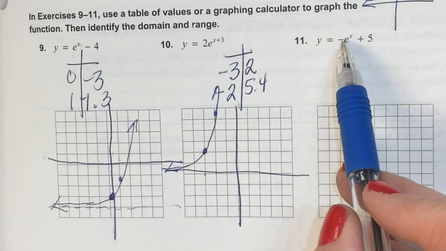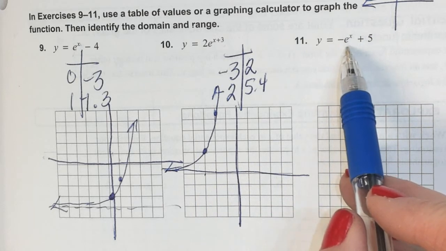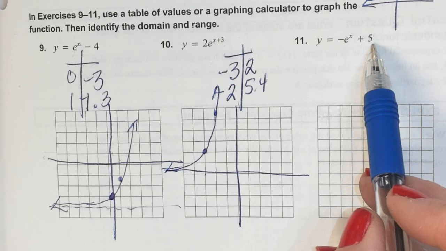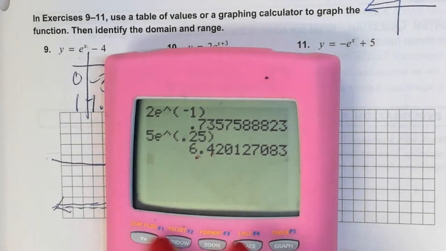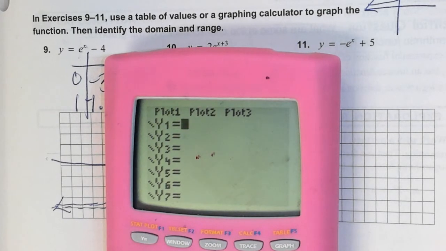What does this negative do to it? Flips it. What does the plus 5 do to it? Takes it up 5. Let's just graph that on our calculator and see if it looks how you think it would.